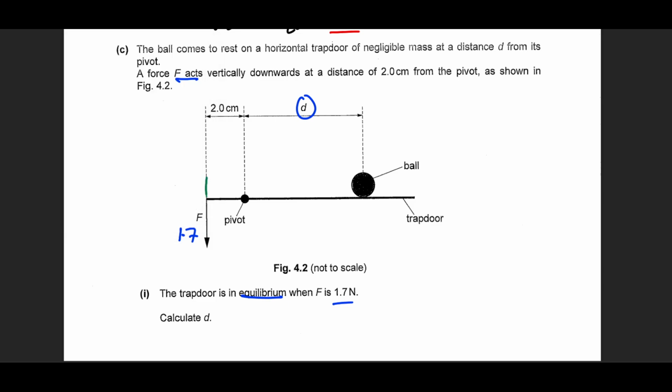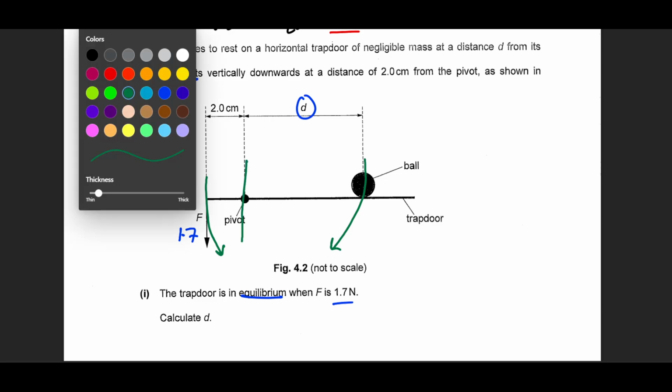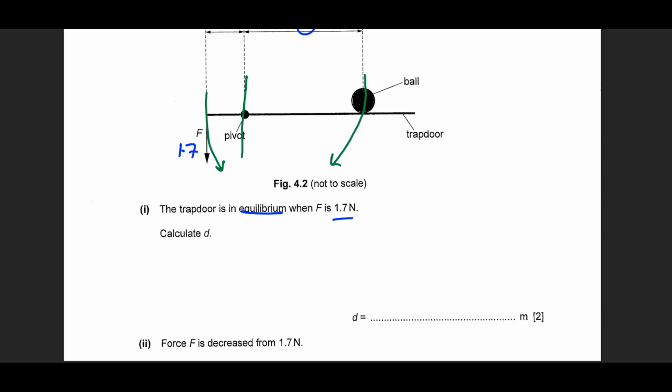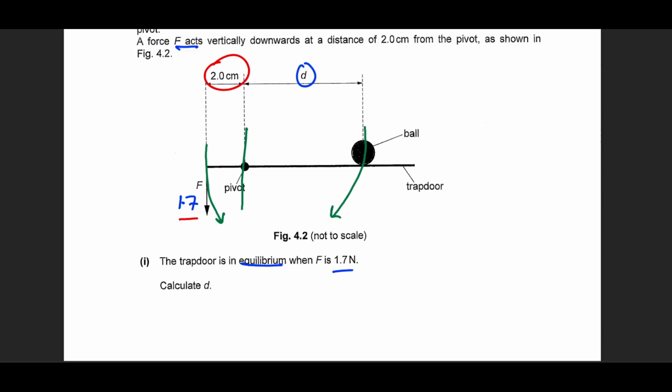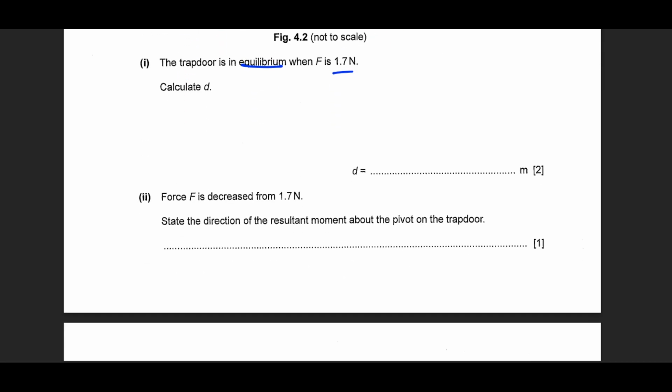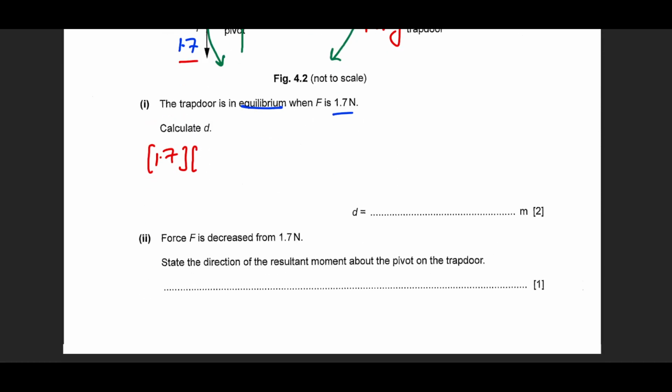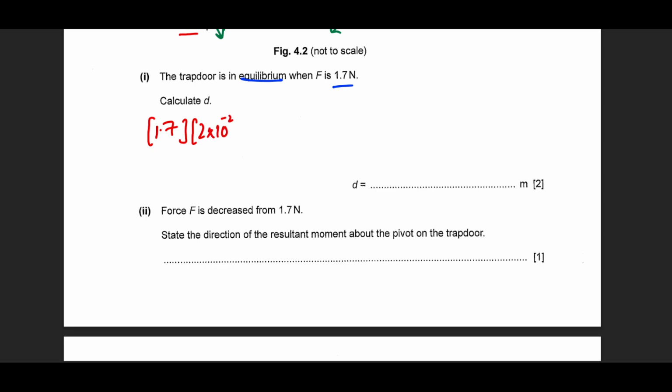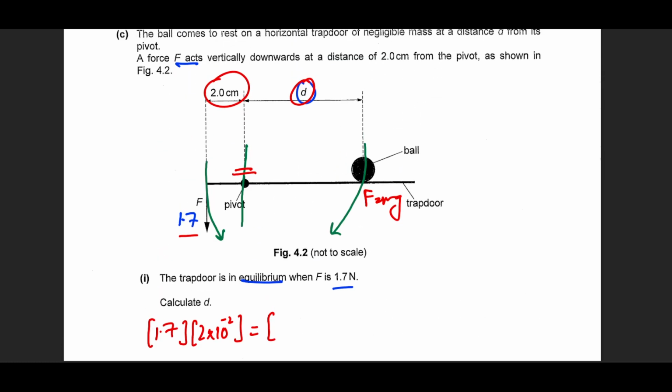If this is the pivot, this force will cause the anti-clockwise moment and the ball will cause the clockwise moment, right? And everything is balanced out around the pivot. So simply put, F into D is equal to the force around the pivot, which is going to be mg of the ball multiplied by its own distance from the pivot, right? So let's write this down. This is going to be 1.7 into its distance, which is 2 centimeters. So 2 into 10 to the power minus 2 equal to, in equilibrium, the ball, which is over here.